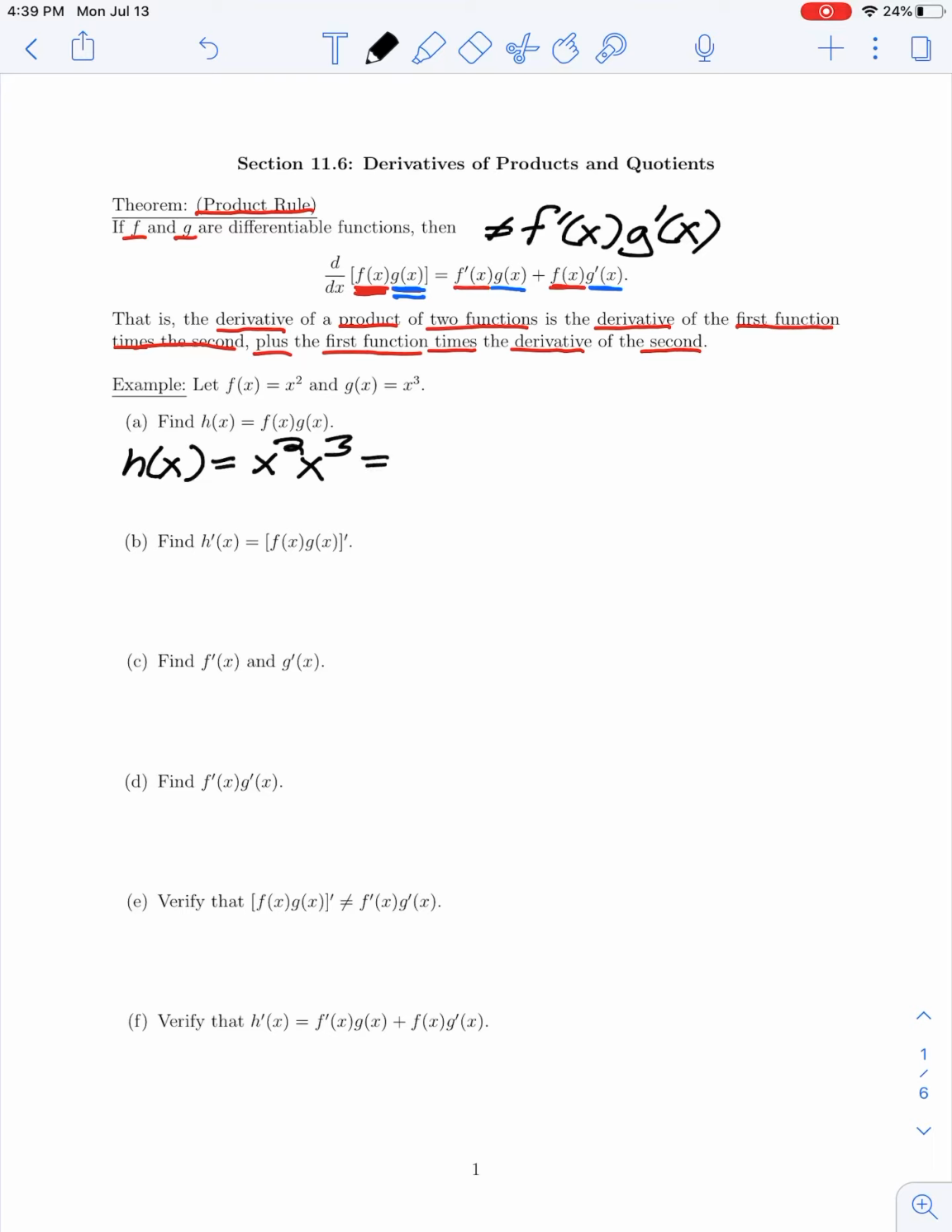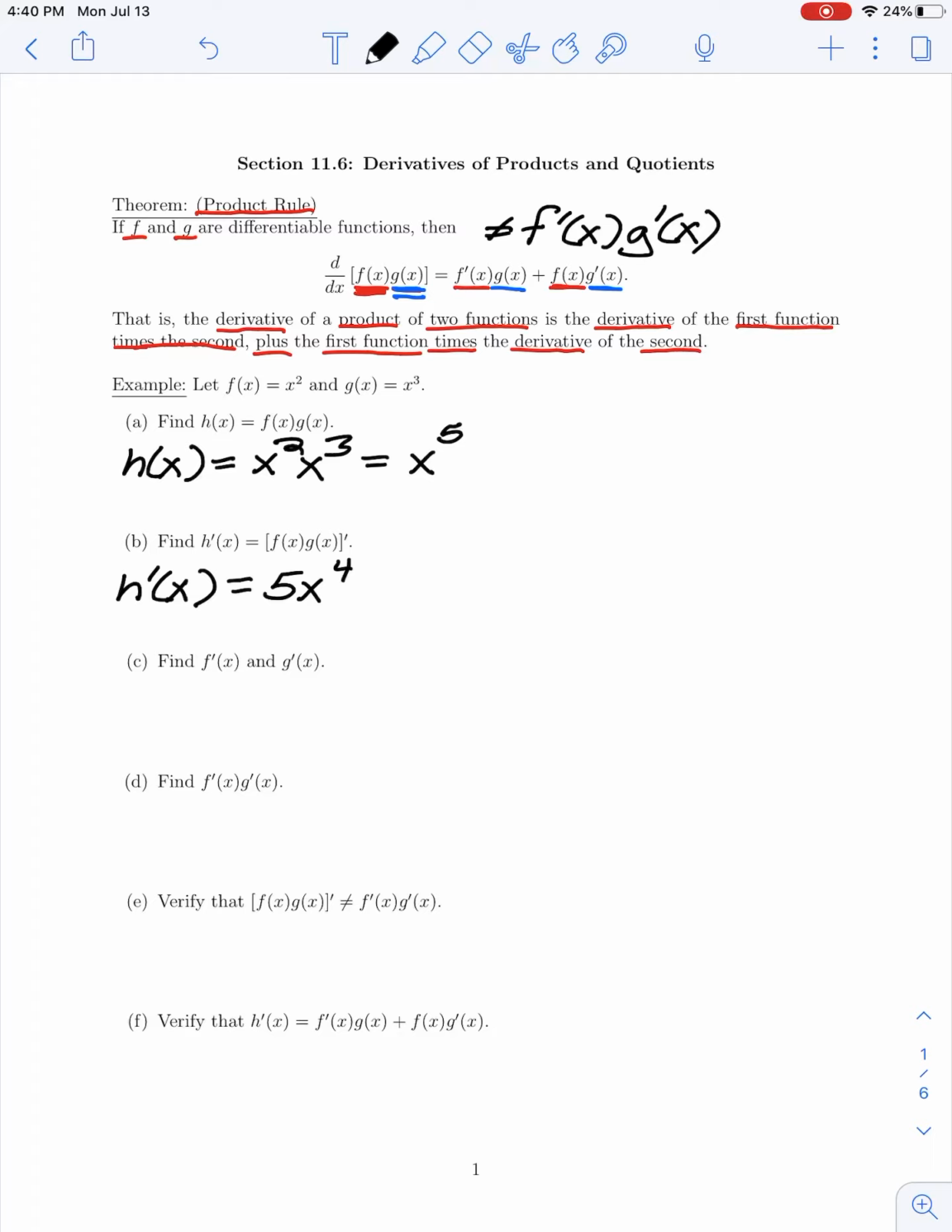So recall properties of exponentials. If we're multiplying two functions which have the same base, this is the same as taking the exponential where we have the same base and we add the exponents. So 2 plus 3 gives us x to the fifth here. Now in part B, we're asked to then find the derivative of h of x. So the derivative of the product of f of x and g of x. Now in part A, we just found h of x is x to the fifth. So differentiating using the power rule, we would have 5 times x to the fourth power.